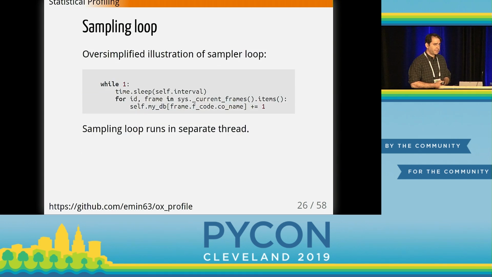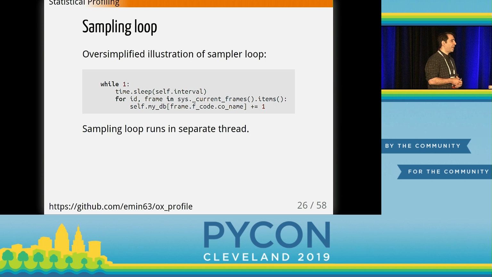Great, so how does it work? So this is an oversimplified illustration of the sampler loop. So we have while 1, so we're going to loop forever. And this is going to be in a separate thread, so it's not going to block your main program. We're going to do time.sleep for some interval. And then we're going to call sys.currentFrames, which gives you back a dictionary, and we're going to iterate over the IDs, which are the keys, that's the thread IDs, and the stack frames in there. Then for each stack frame, we'll look at frame.fcode.coname to get the name of the function that's executing. And then in some dictionary, we'll just increment a count.